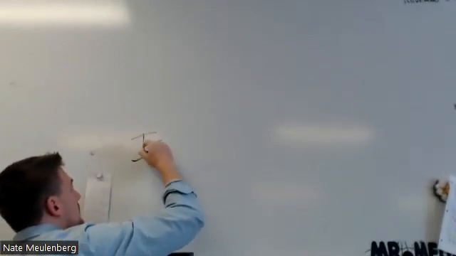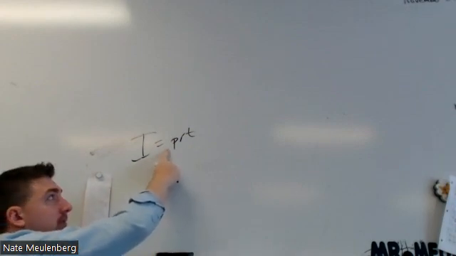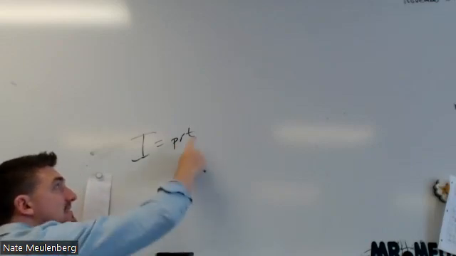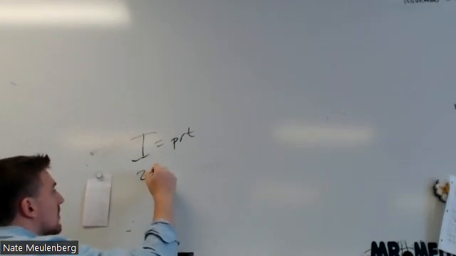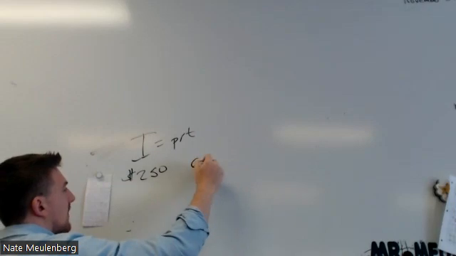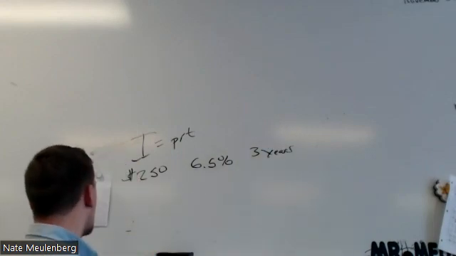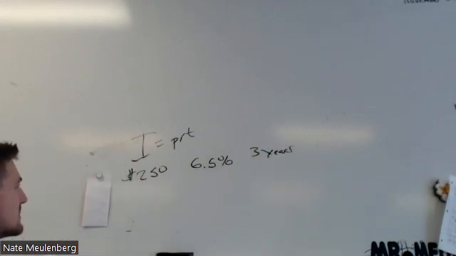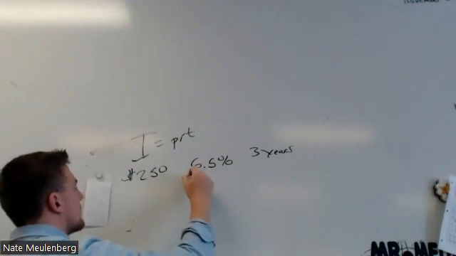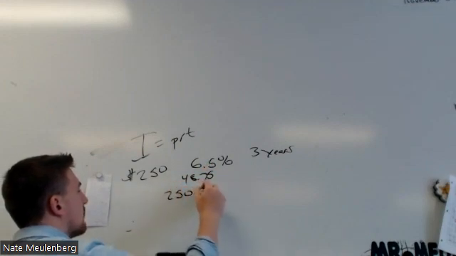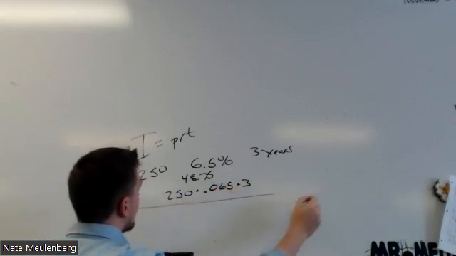I equals PRT. I is simple interest, P is the principal, the total amount borrowed or invested, R is the rate expressed as a decimal, and T is time expressed in years. So let's say, figure this out for me right now, guys. I invest $250 at 6.5% for 3 years. How much interest am I making over those 3 years? 48.75. Yep, you're just doing 250 times 0.065. $48.75. Yep. And then one more.